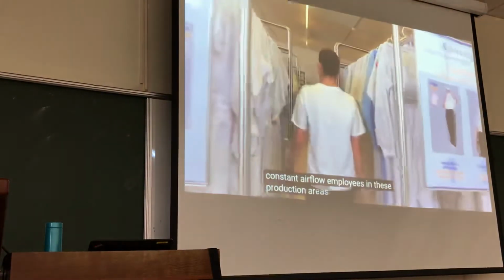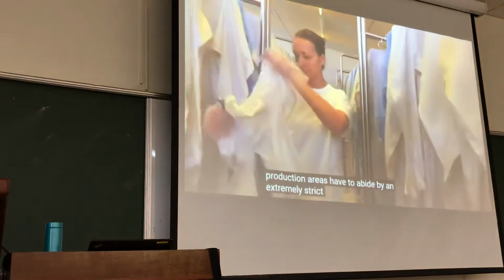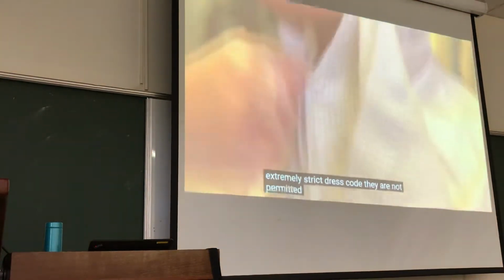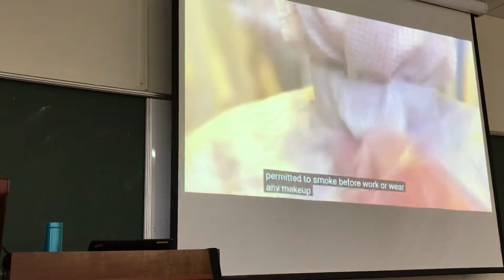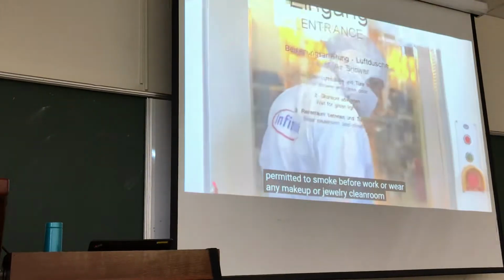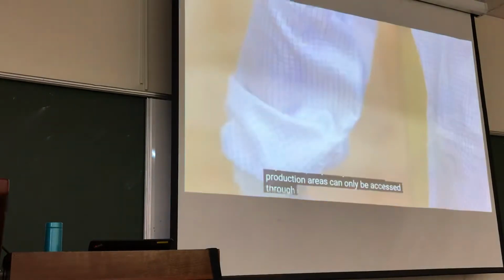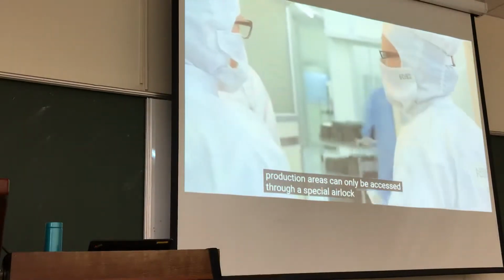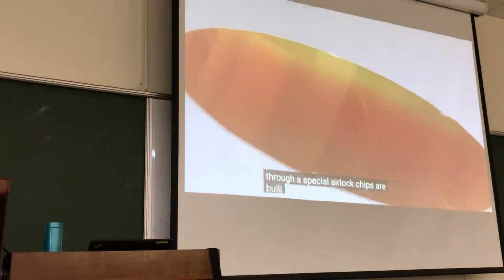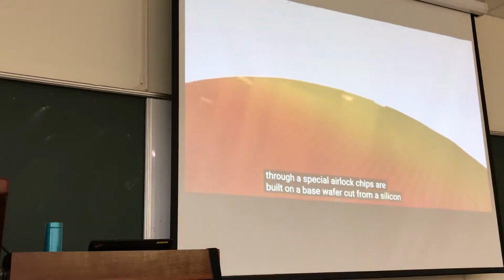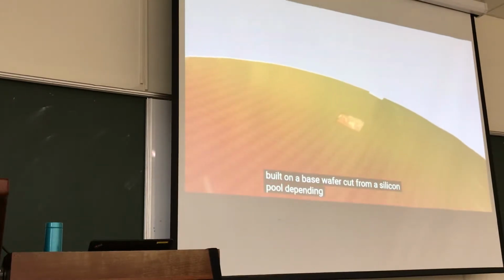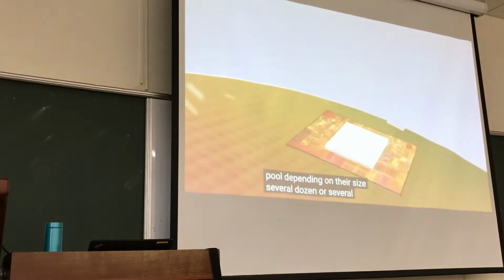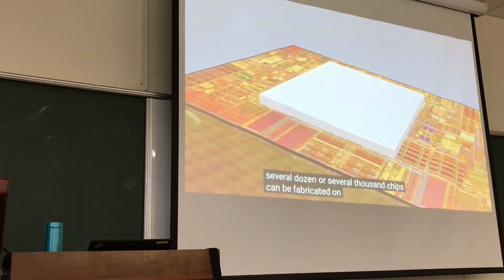Employees in these production areas have to abide by an extremely strict dress code. They are not permitted to smoke before work or wear any makeup or jewelry. Clean room production areas can only be accessed through a special airlock. Chips are built on a base wafer cut from a silicon pool. Depending on their size, several dozen or several thousand chips can be fabricated on one wafer.